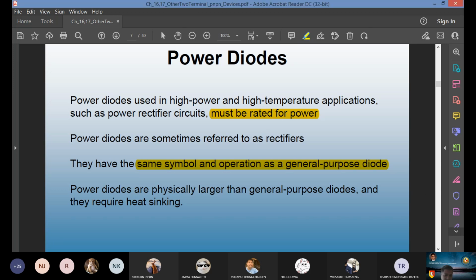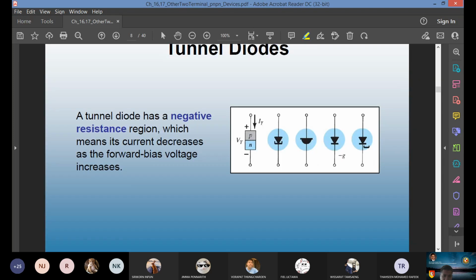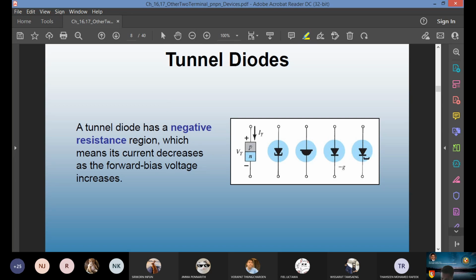So again, you have to memorize so many things from this chapter. After power diode, we have tunnel diode. Some of the symbols of tunnel diodes, they have a negative resistance region. If you think about Ohm's law, V equals IR, when you have increasing V, the current should also increase, assuming we have a fixed resistance in the diode.